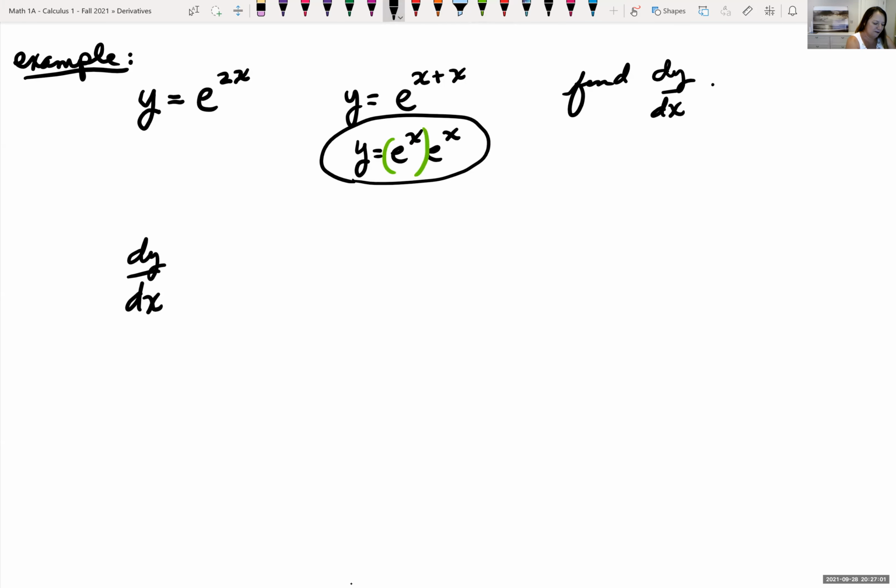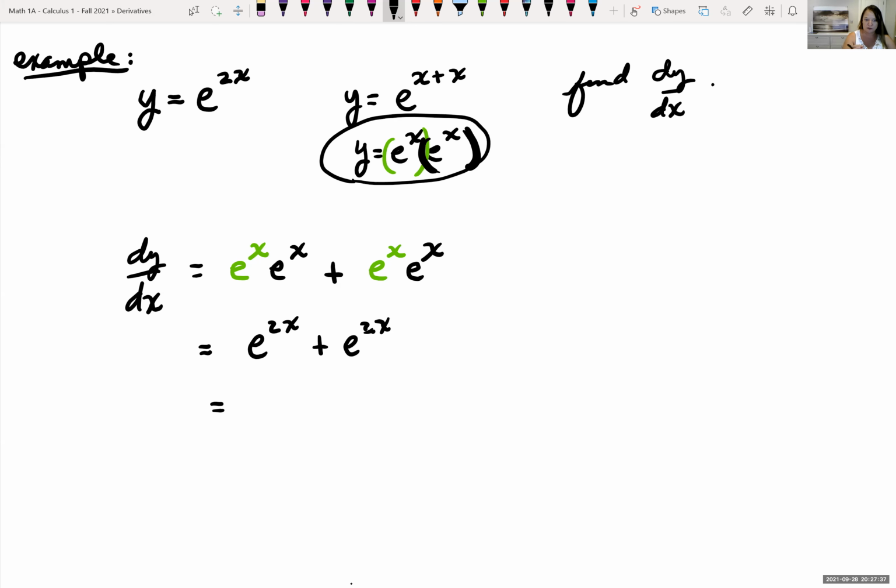So our product rule says we're going to take the derivative of the first. Well, the derivative of the first, e to the x, is just e to the x, times the second, which is e to the x, plus the first function, e to the x, times the derivative of the second function. Well, the derivative of e to the x, again, is just e to the x. Well, let's rewrite it. e to the x times e to the x is the same thing as e to the 2x, plus e to the 2x.